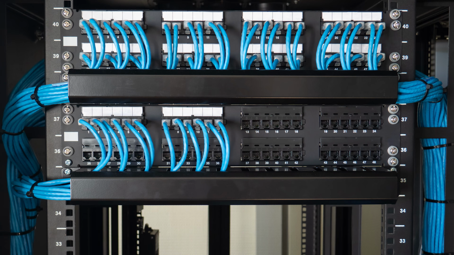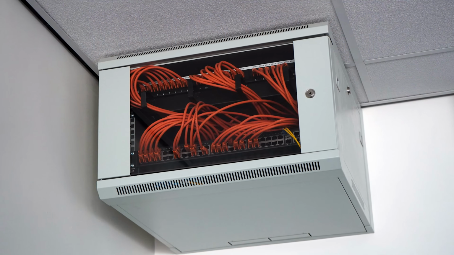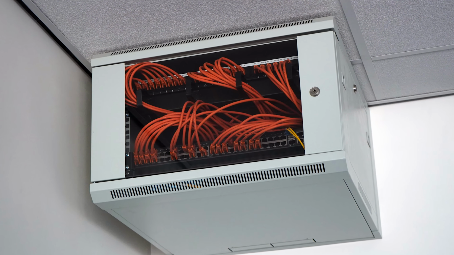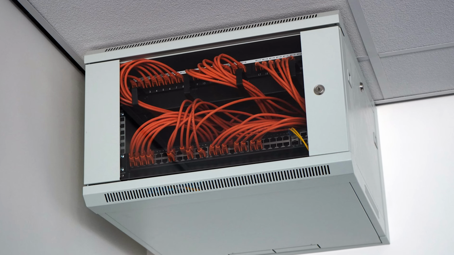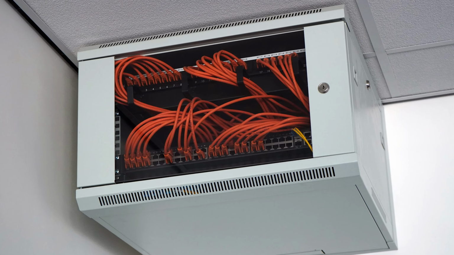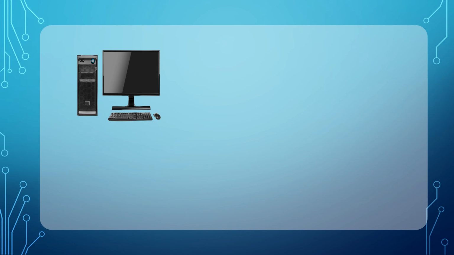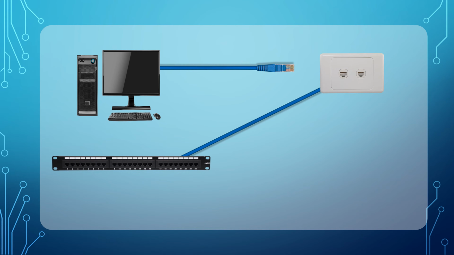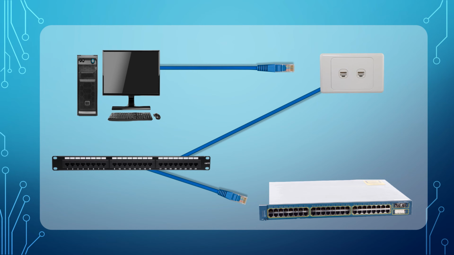As I said before, this may be in a cabinet somewhere on the wall, it might be in the same room, or it might be in another room entirely. So each wall socket that we plug a computer into connects back to one of these ports on the patch panel. We can then connect each of these ports directly into the switch. Now that's one of the ways that we can keep our cabling nice and tidy and organized.